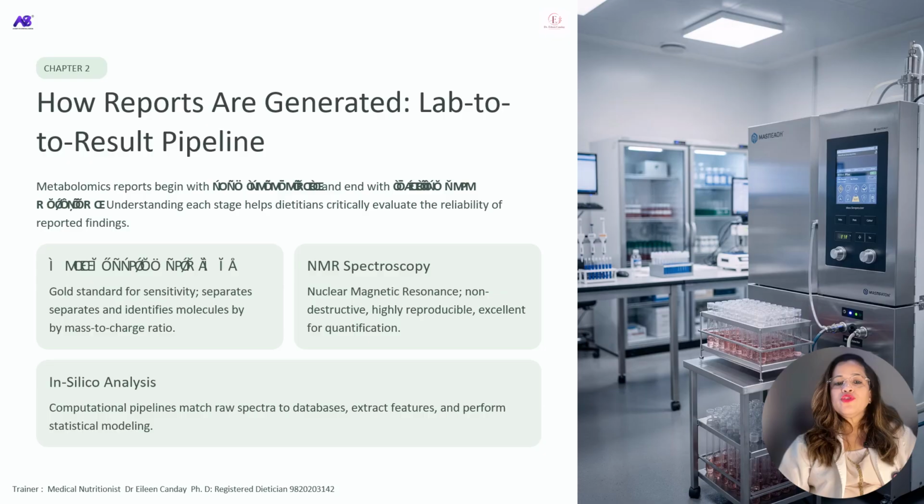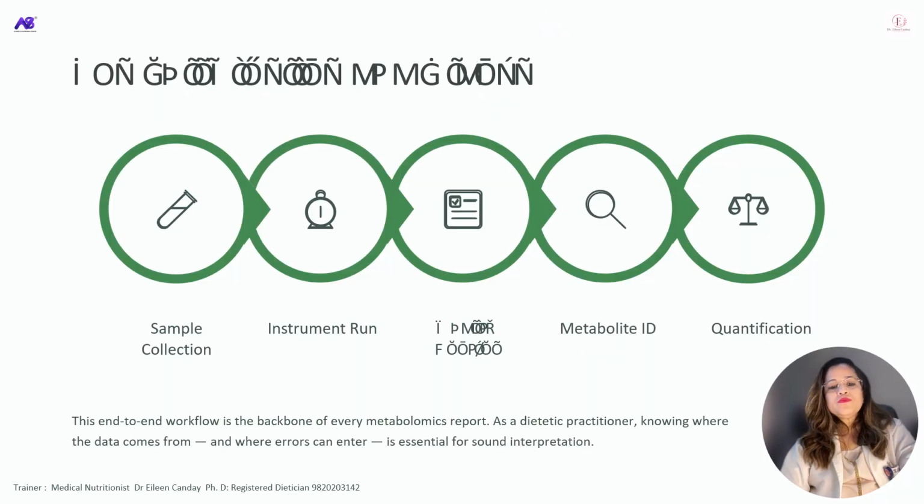But why should it matter to you as a dietitian? Understanding these steps helps you know which findings are solid and which might have limitations. There are different techniques with different strengths, and computational analysis where there could be variables. So metabolomics is not just one test; it is a whole pipeline, with each stage affecting how trustworthy the final report is. Let's look at it at a glance and walk through each step. You can do quality control, you can quantify, you can do so many things, just for knowledge's sake.